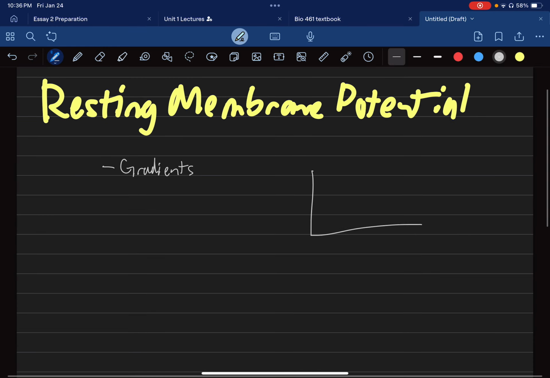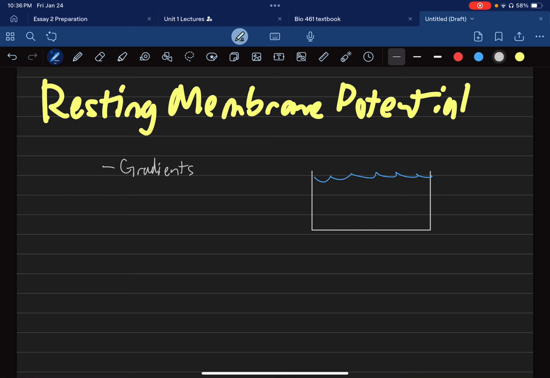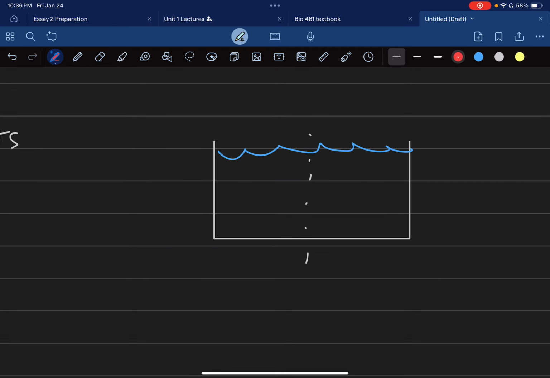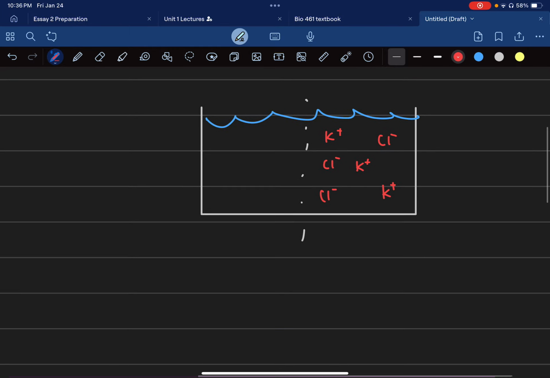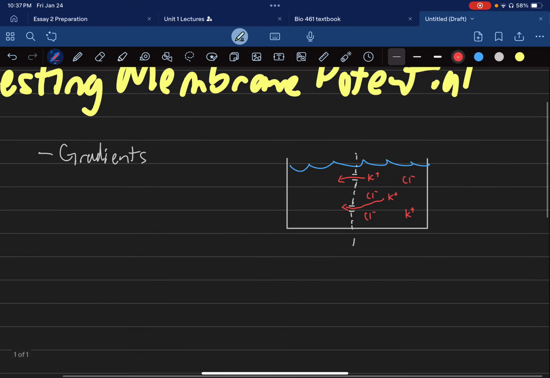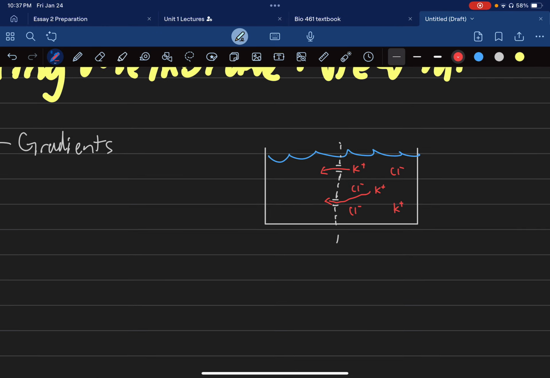So I'm going to draw a little fish tank over here with some water in it. And say on one side of this semi-permeable membrane we have 3 potassiums and 3 chloride ions. And then on the other side we have none. What's going to happen over time is if this semi-permeable membrane has a couple of leak channels that are permeable to potassium, some of these potassium ions are going to start to cross over to the other side, just to balance out the osmolarity and have an equal concentration of ions on each side.